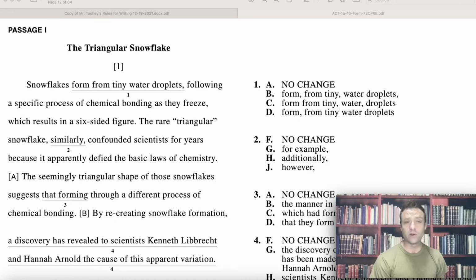You've got the ACT English practice test in front of you right now. Here's what we're going to do. We're just going to read this passage together, and we're going to answer these questions as they pop up, and we're going to practice applying the ACT English grammar rules. So go ahead and start reading that first passage, The Triangular Snowflake. Take it away, Abdul.